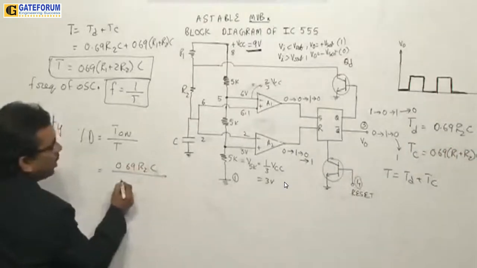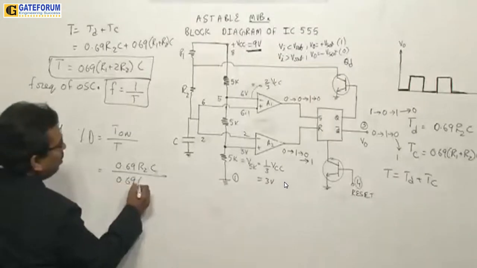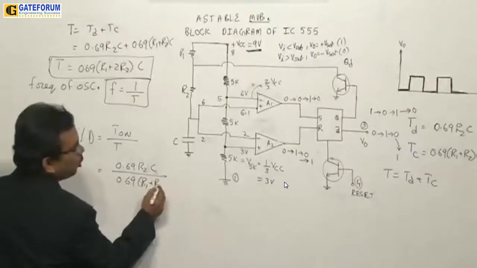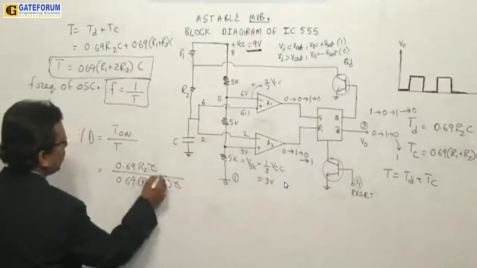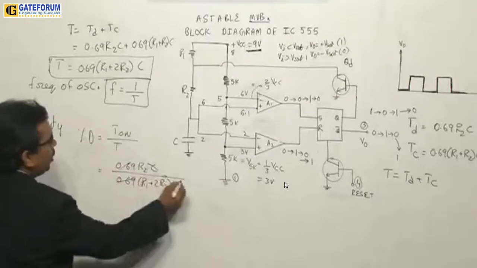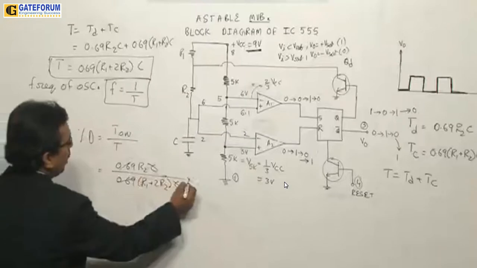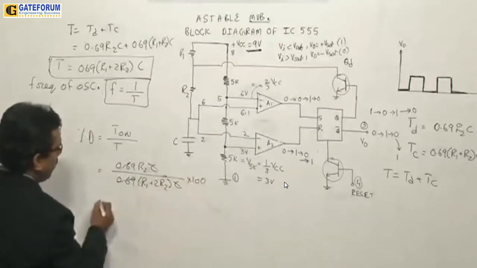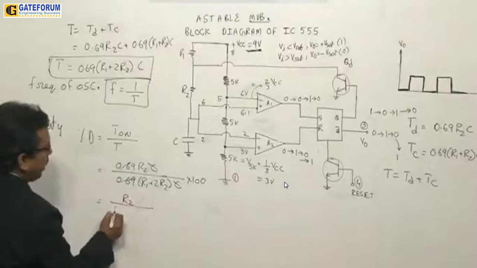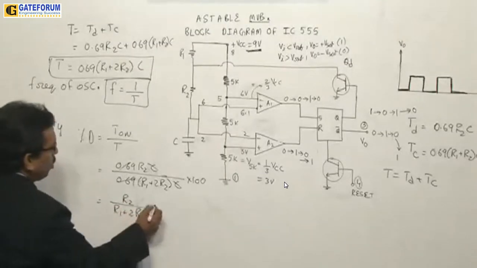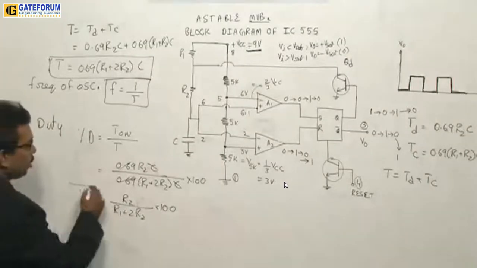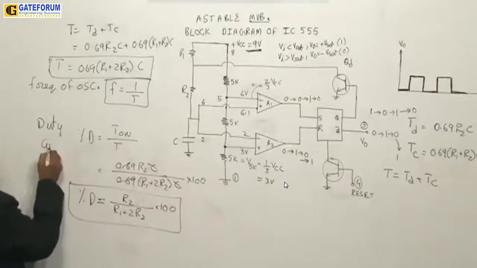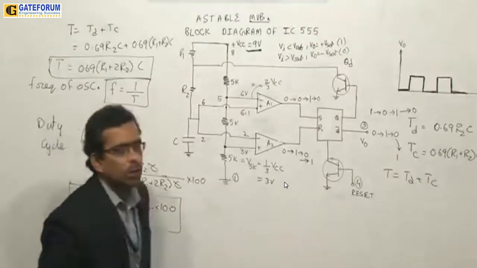Duty cycle is TD divided by total time period: 0.69 R2C divided by 0.69 (R1 plus 2R2)C. Cancel the common terms, multiplied by 100. So I get R2 divided by (R1 plus 2R2), multiplied by 100. This is the percentage of duty cycle. This is what we call duty cycle. This is also important. He will ask you a question on this.